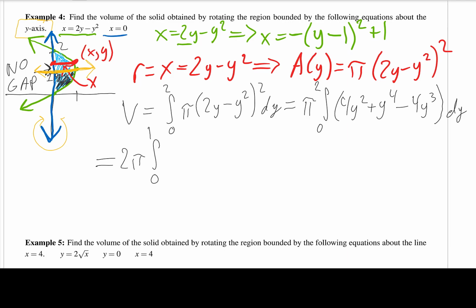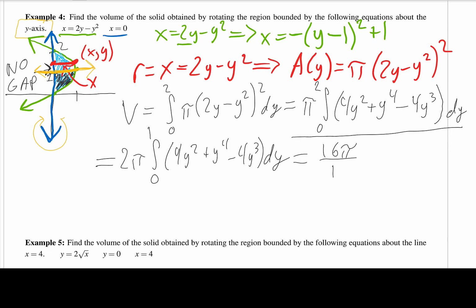If this doesn't feel right to you, you're more than fine to just calculate from here. You're going to get the same answer no matter what. But this will be 4y squared plus y to the 4th minus 4y cubed dy. Alright, and I will let y'all calculate from there. You should be getting 16 pi over 15.